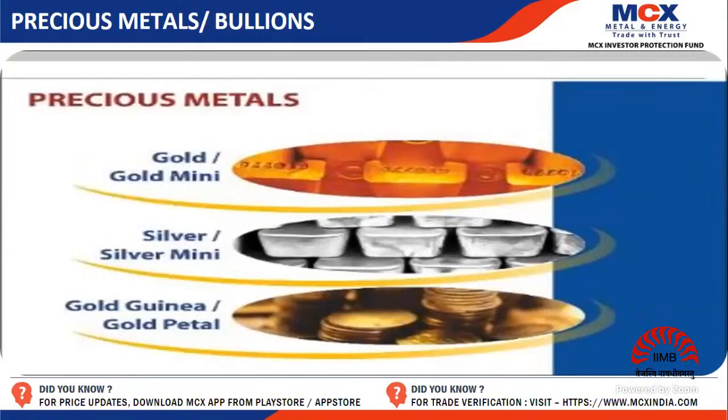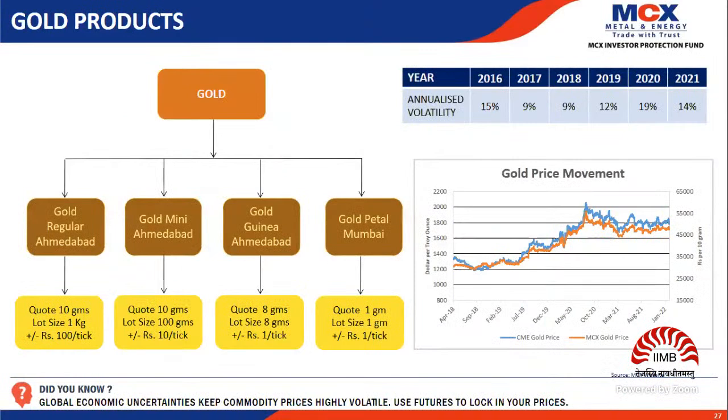First thing, precious metals, or bullions as we say. Under the first, gold will be there. Gold and silver are known as bullions. If you see the analyzed volatility of gold, except for 2 years, in all the other years it was a double-digit volatility. We have 4 variants here. First is Gold 1 kg, Gold Mini is a 100 gram contract, Gold Guinea is an 8 gram contract, and Gold Petal is a 1 gram contract. So if you have even 400 to 500 rupees, yes, you can buy Gold Petal.